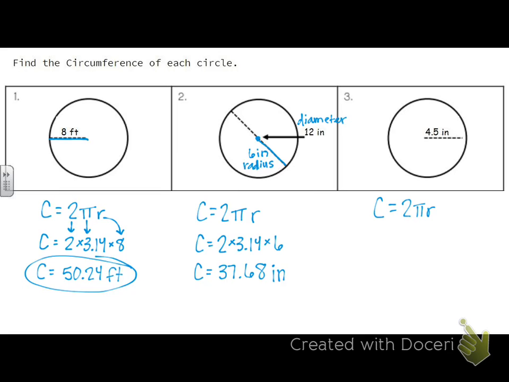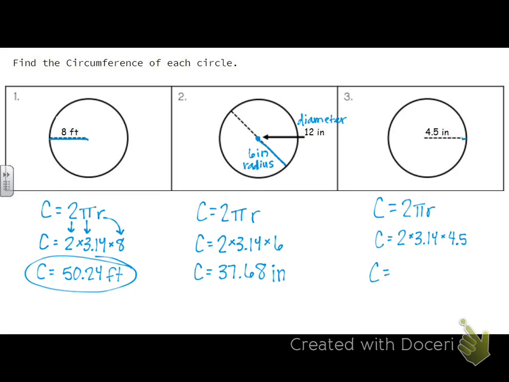Alright, so again, I'm looking for circumference, so that's my unknown, so I'm going to leave that as my variable. 2 is a constant, so just bring it down. Pi we're going to approximate to be 3.14. And then my radius here they gave me was 4.5. Okay, because again, it's going from the center of the circle to the outer edge. That was kind of a bad drawing there. That should be kind of finished out. Again, they're not trying to trick you there.